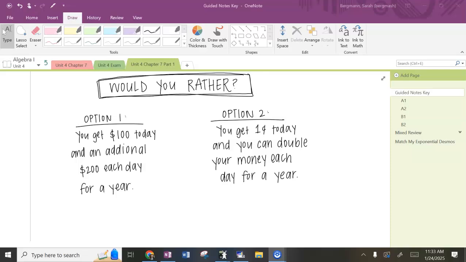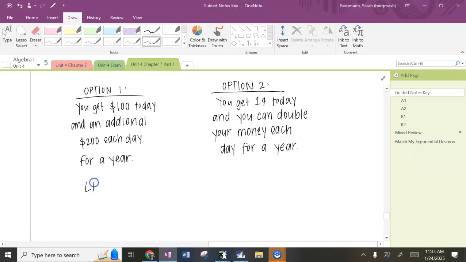In order to figure out which option is better, an equation would be helpful. So let's think about the two types of functions that we've learned so far this year. Think of them in your head. They are linear and exponential. So which one's which? Hopefully you were able to come up with the fact that option 1 is linear, while option 2 is exponential.